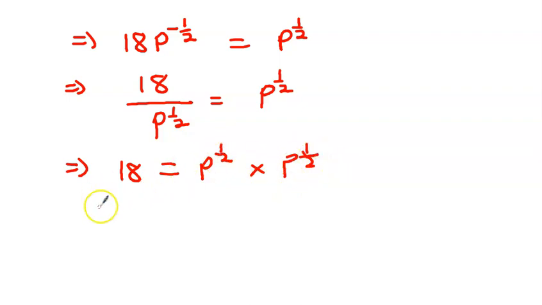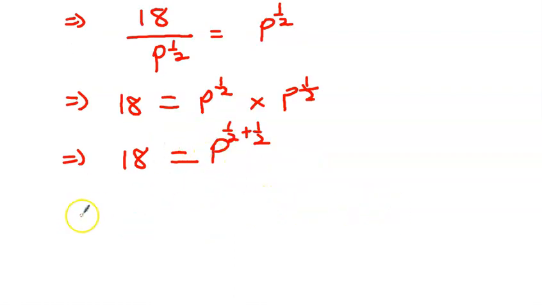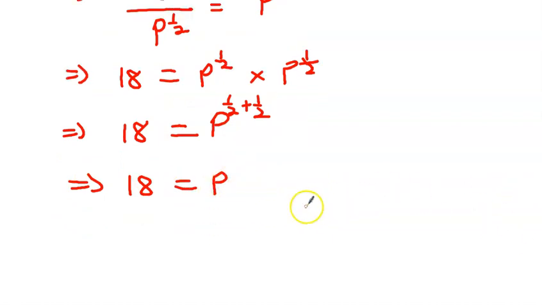So we add the powers, which is equal to 18 equal to p raised to the power 1 on 2 plus 1 on 2. And when we put them together, 18 is equal to p. That is our answer.